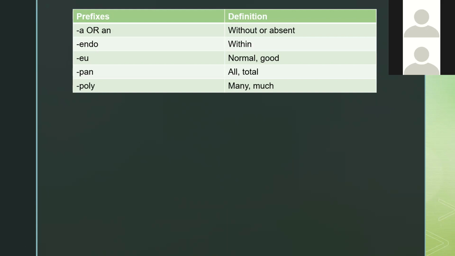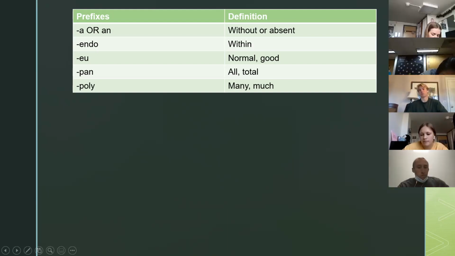All right. Endo means within. So if someone has, for example, endocarditis, what do we think endocarditis would be? Could that be like inflammation of the inside of the heart? Yes, absolutely. Amazing.